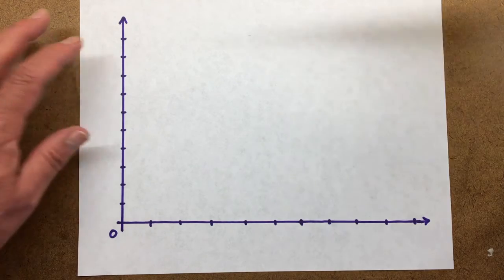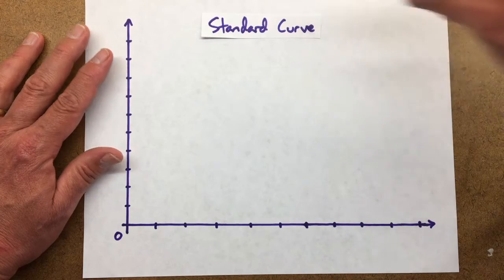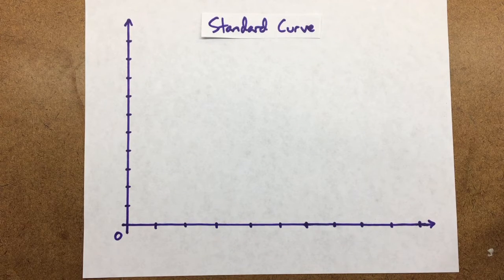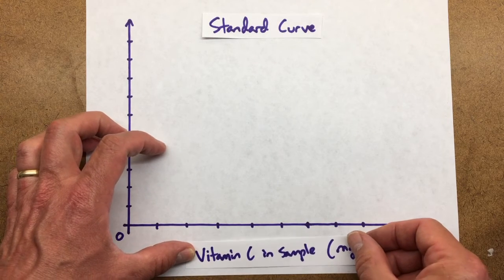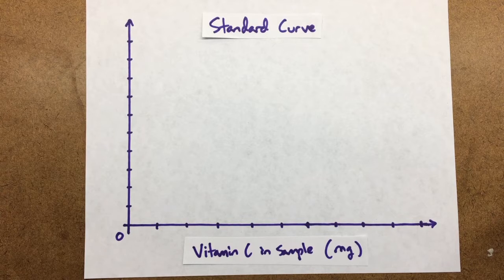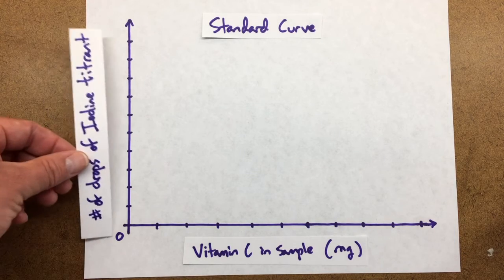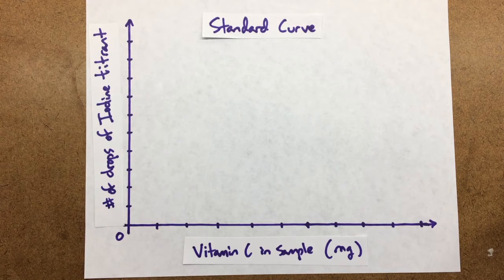The first one that you'll make, you can label that one as the standard curve. And then what you'll need to do is label the axes. And this axis here, the x-axis, will be the vitamin C in the sample, how many milligrams of vitamin C there is. And then going up the y-axis, you'll need to label that one the number of drops of iodine titrant that were used in each titration.